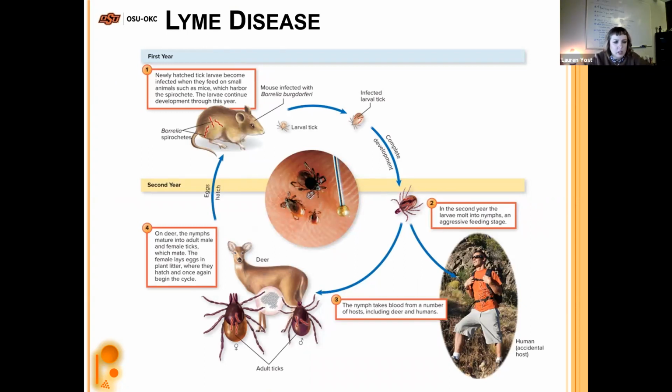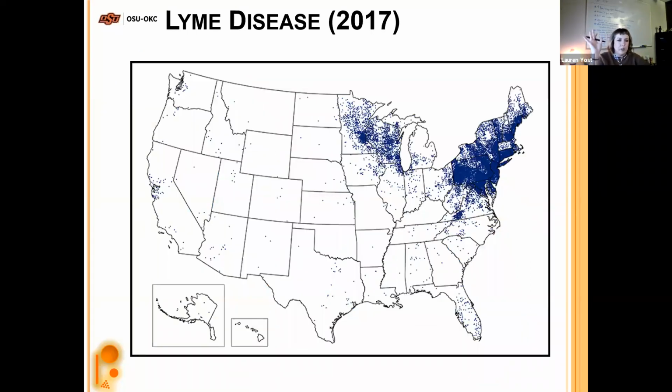So this is just the life cycle of that organism. Essentially, you have it maintained within a rodent population. They get bit by ticks, and the person gets bit by the tick by accident and is like an accidental host that way and develops Lyme disease. This is the distribution of Lyme disease across the United States. You can see that the largest number of cases are seen in the Northeast.